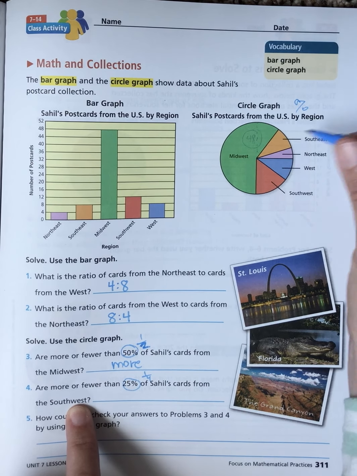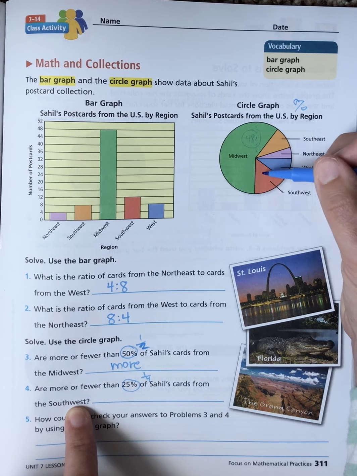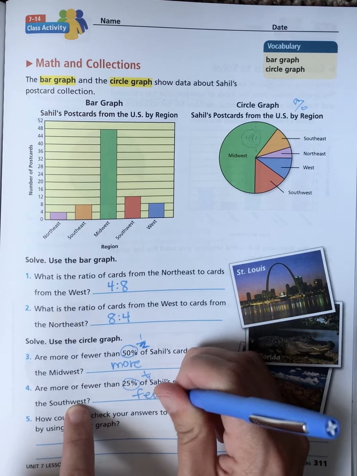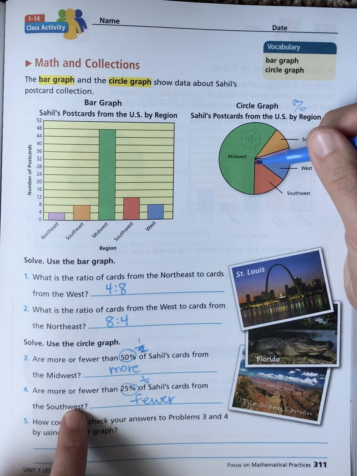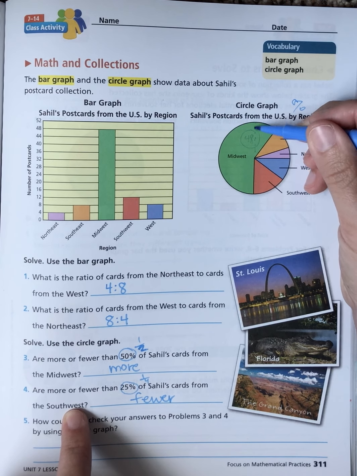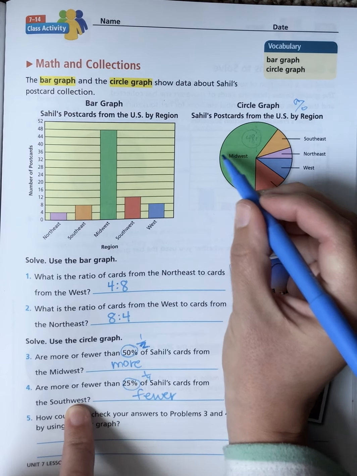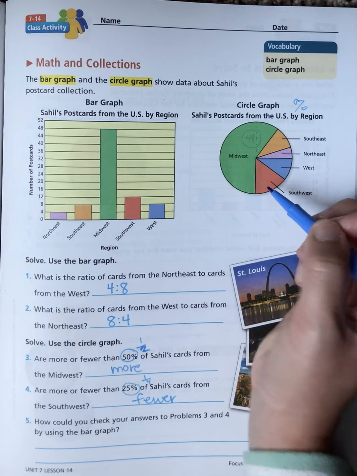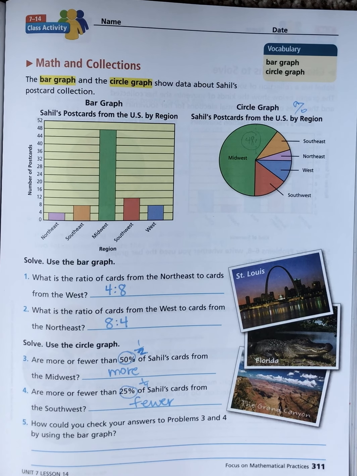Okay, so Southwest is this red color, and this red color looks smaller. So I'm going to write fewer than a fourth, because a fourth would be cut right here and then right here. So 1/4 is actually the red one and the blue one together. So the red is definitely smaller than that, so it'd be fewer.